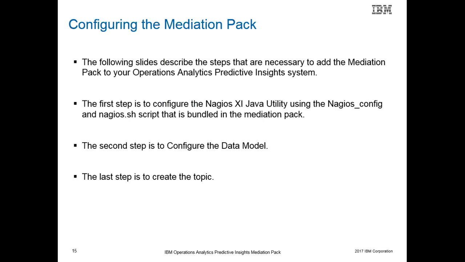The following slides describe the steps that are necessary to add the mediation pack to your Operations Analytics Predictive Insights environment. The first step is to configure the Nagios XI Java utility using the Nagios config file and nagios.sh script that is bundled in the mediation pack. The second step is to configure the data model. The last step will be to create the topic.